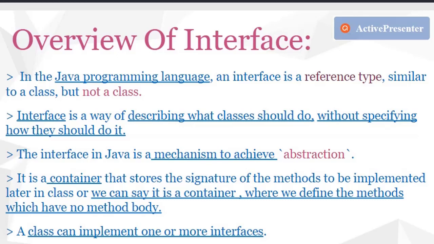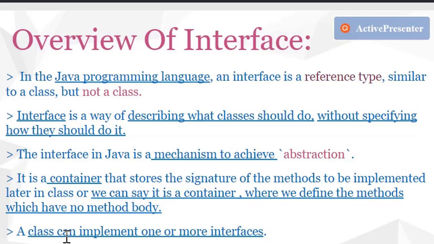It is a container that stores the signature of the methods to be implemented later in class. So it contains the method's definition, the signature, or we can say it is a container where we define the methods which have no method body. The methods which we declare in the interface have no method body. We define them in the later classes.